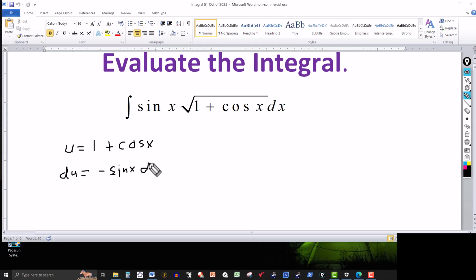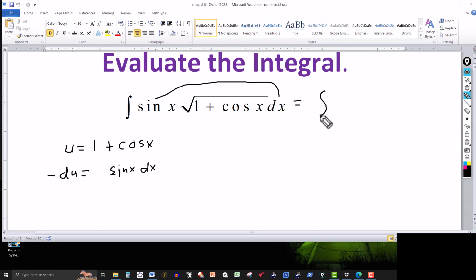This will be dx. So now I can solve this for dx and make a substitution here, but I can also say, well, these two are actually multiplied, sine of x dx. So let's just go ahead and multiply both sides of this by a negative 1. I would put the negative over here. So this tells me that sine of x dx, that's just the product here, would equal minus du.